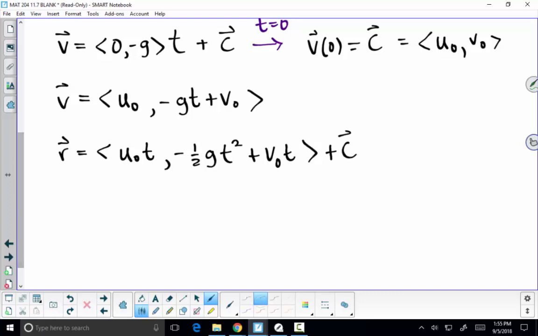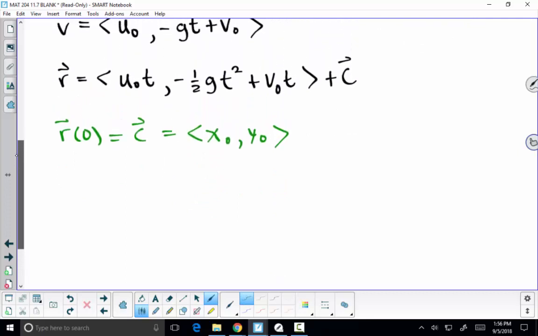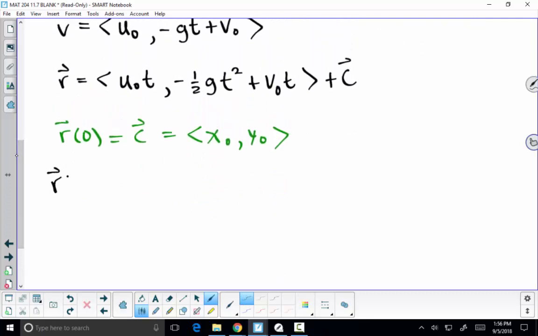And then we do the same thing we did up there. We plug in t equals 0. So r of 0 is going to be, let's see, if we plug in 0 here, doesn't that all go away? So we get c. So this c is equal to whatever we're letting the r naught vector look like, and that's going to be x naught, y naught, according to what they decided above.